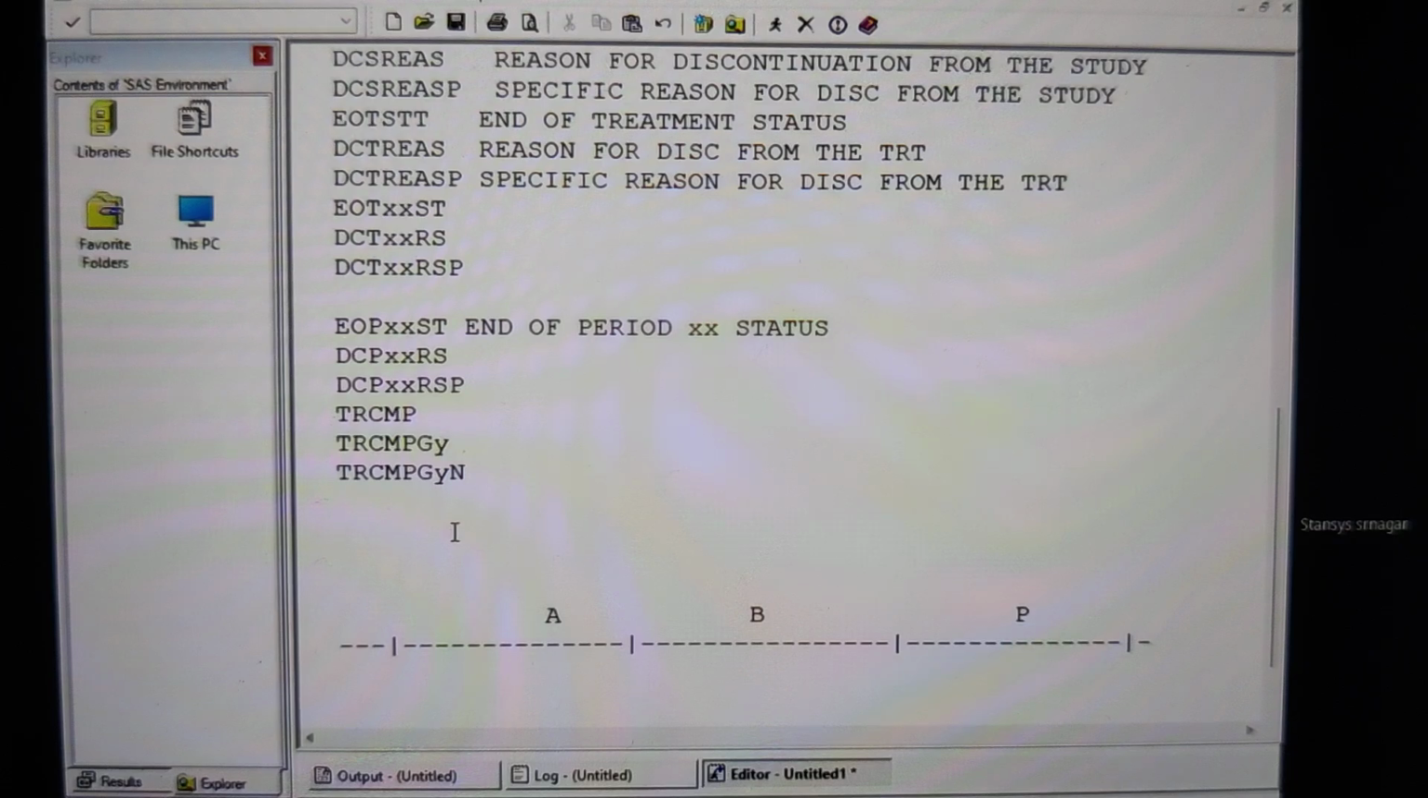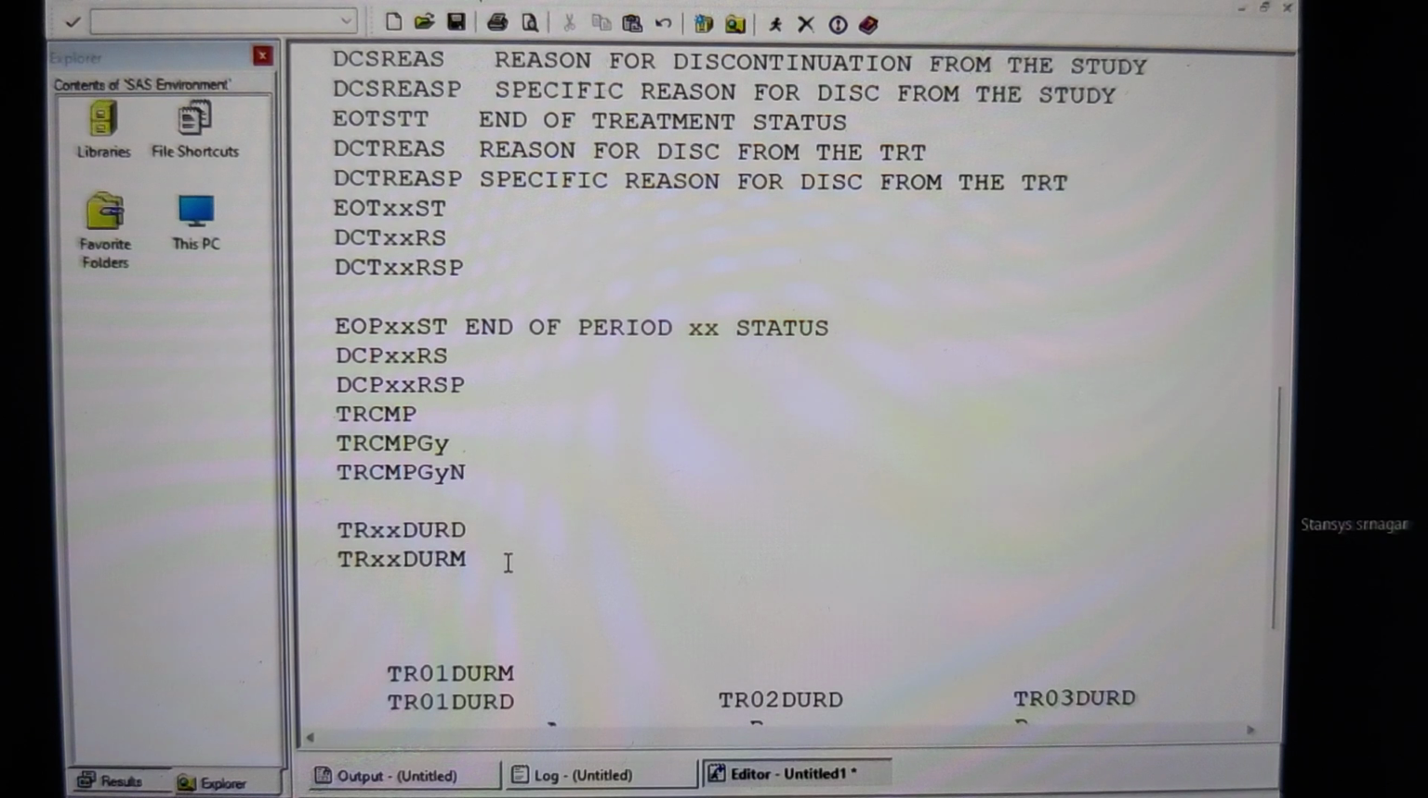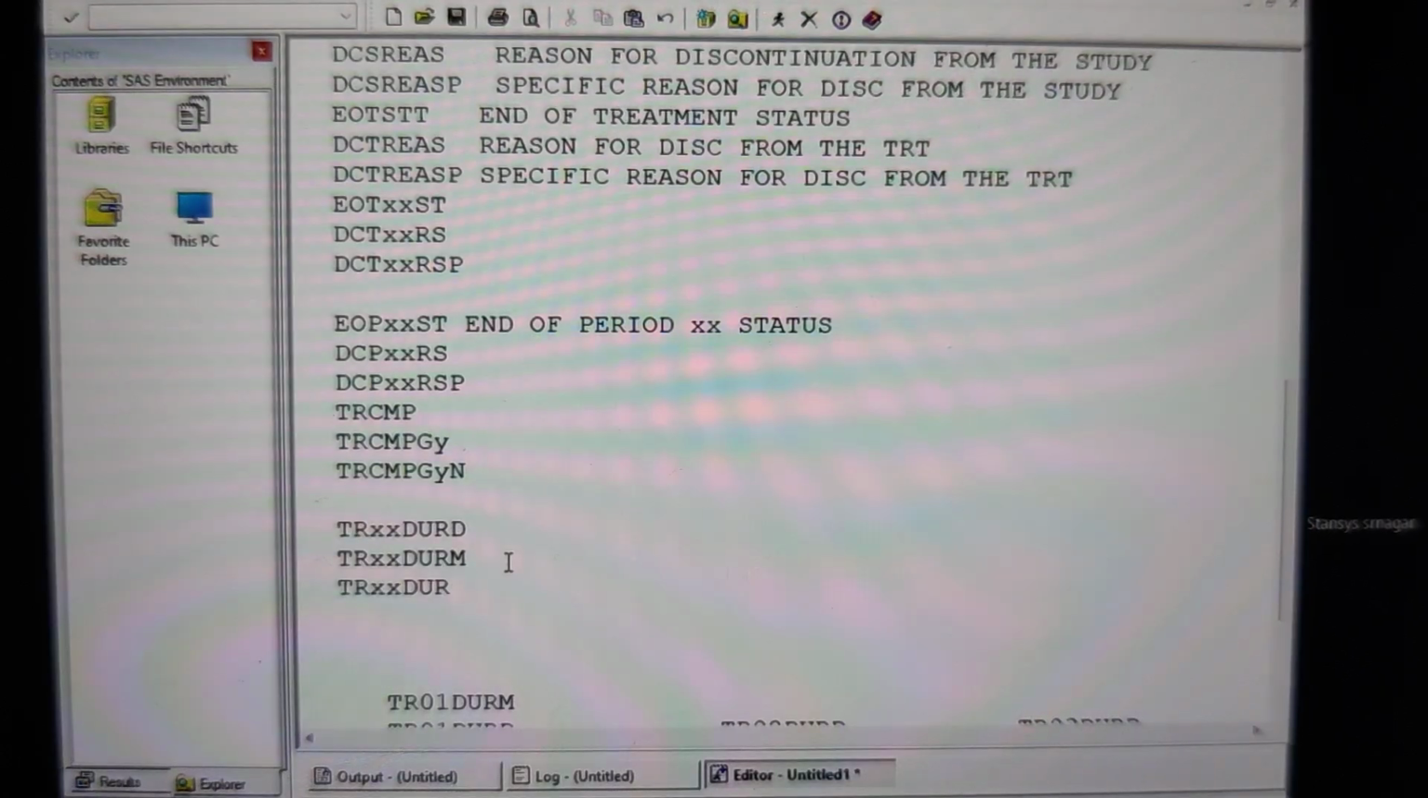Now we are going to have a variable called TRX6 duration in days, the duration of the treatment. For example, this is TR01 duration in days, this is TR02 duration in number of days, and this is TR03 duration in number of days. Since we have derived the duration in number of days, then we are going to have TR01 duration in months. So the common variables are TRX6 duration, M stands for month, then TRX6 duration in years.